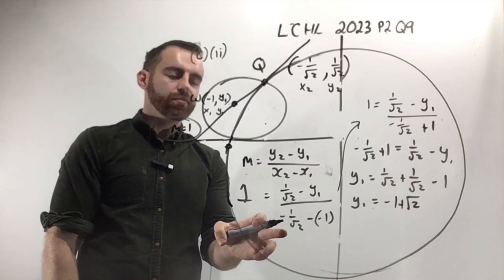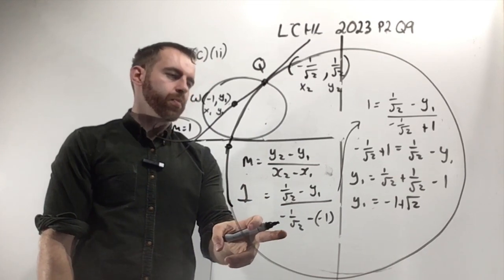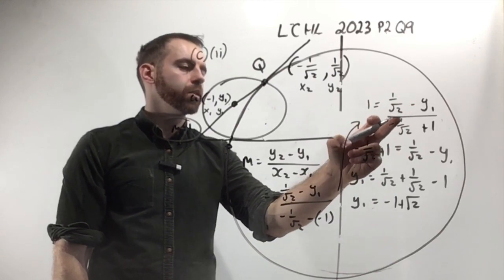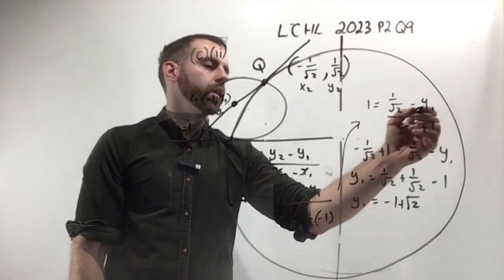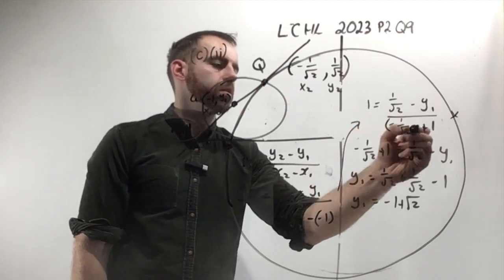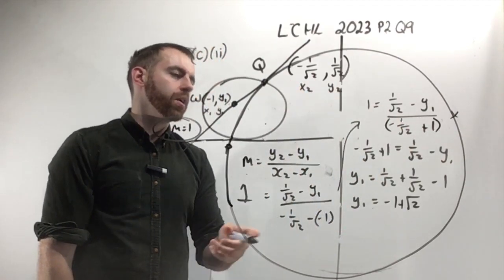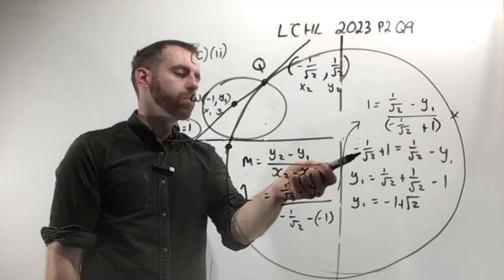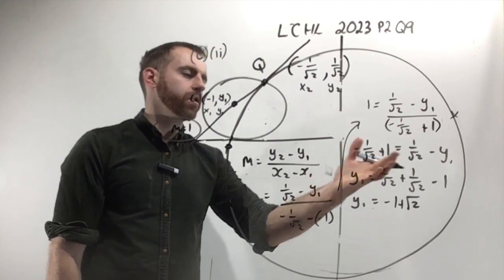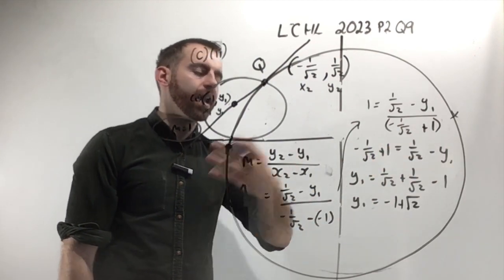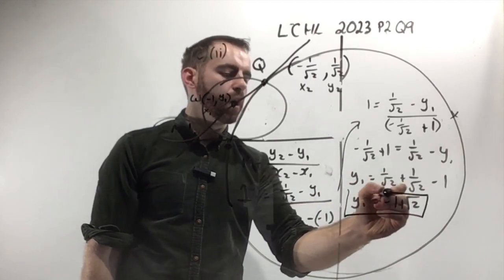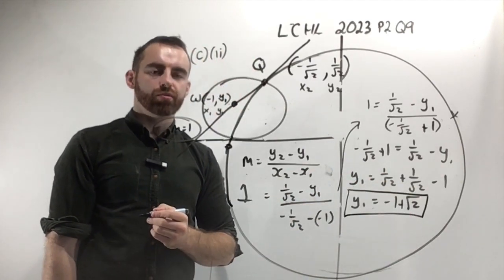So where I left you there, we had a relatively simple equation to solve. We have 1 is equal to 1 over root 2 minus y1 over -1 over root 2 plus 1. What I decided to do on this line was multiply everything by the denominator. In other words, I'm multiplying everything by the bottom of the fraction, so that the left-hand side becomes -1 over root 2 plus 1 equals 1 over root 2 minus y1. And then I just brought my unknown y1 to the left and everything else to the right. I plugged this into my calculator and I've worked out that y1 is -1 plus root 2.